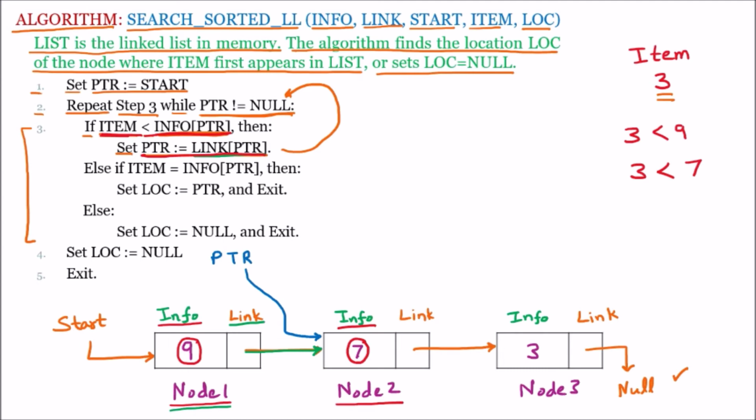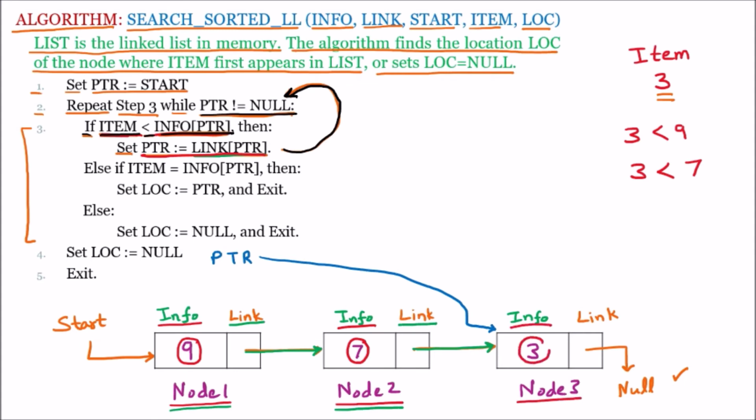So here the PTR is pointing to node 2 and its link part is this one, which is going to node 3. That means this PTR is now moved to node 3. Now the PTR is on node 3 and we are again going back and checking the condition again: PTR not equal to null. Obviously the PTR is not null. PTR is pointing to node 3, and now we are checking if item less than info PTR.